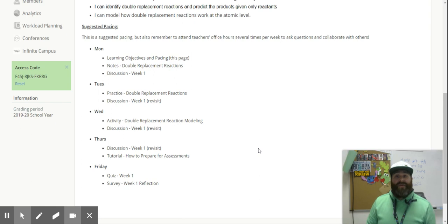Now we do have some suggested pacing here. You'll notice that we have throughout the week, Monday, Tuesday, Wednesday, Thursday, Friday, some suggestions for you to do each day. Don't do everything in one day. It's easy to put it off. I know this is the hardest part about distance learning, is self-pacing, but you need to make sure that maybe daily you do something or plan out your day accordingly.